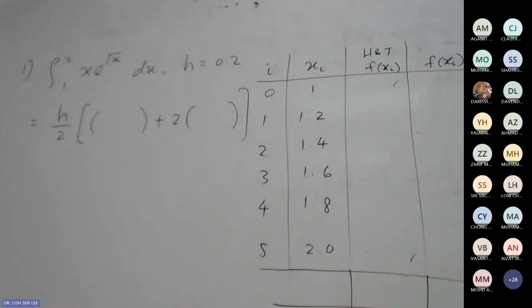Use 4 decimal places. If it doesn't state in the question, use 4 decimal places.